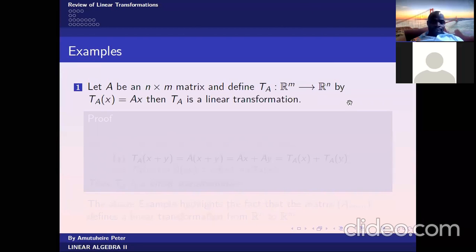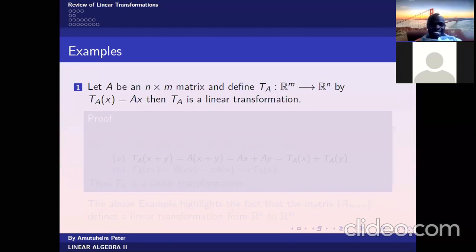And we want to define this transformation. It works on a matrix A, and it picks vectors in the column and maps them to the row, and is defined by T(x). When you give it any vector x in Rm, it computes Ax. Then T_A is a linear transformation.